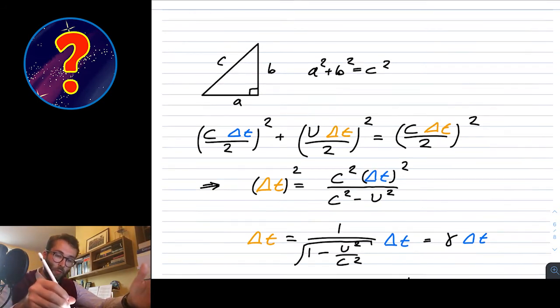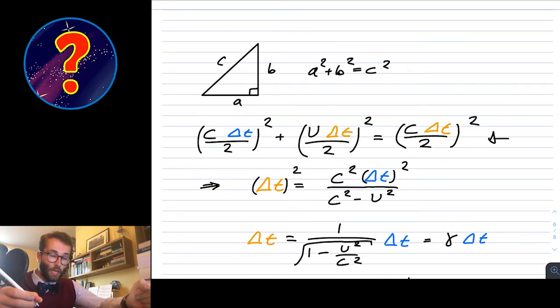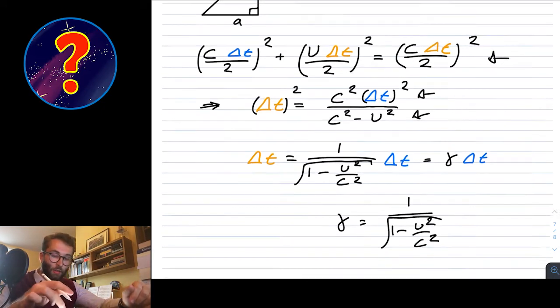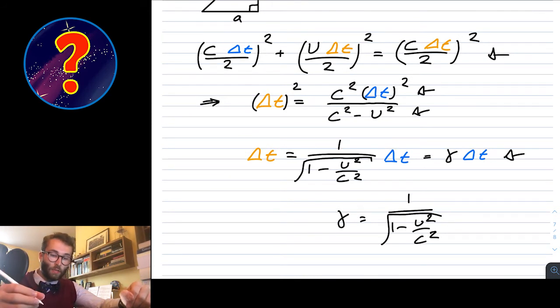So when we do this, we end up with this equation here, which we can quite easily rearrange for orange delta t. And then if we simplify it, so we divide the numerator and the denominator of this equation by c squared, and then we square root everything, we get this final equation, where I have defined, as is conventional, gamma to be 1 over the square root of 1 minus v squared over c squared. This is called the gamma factor, unsurprisingly.